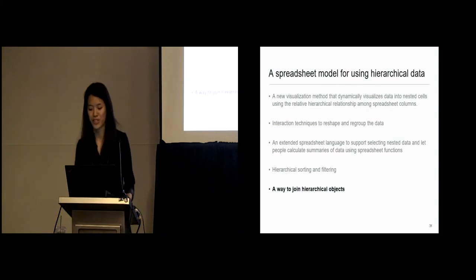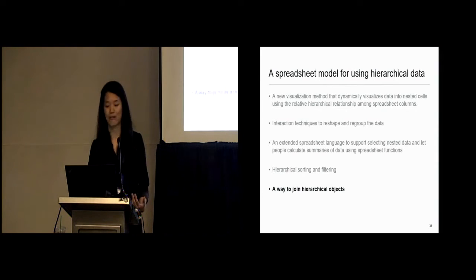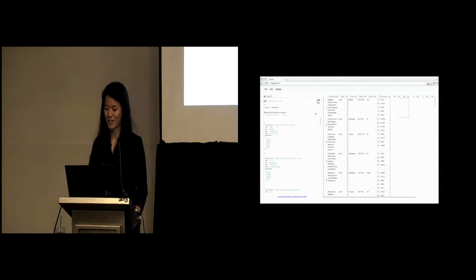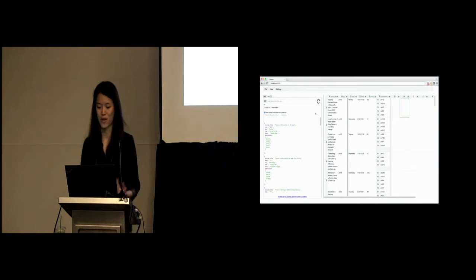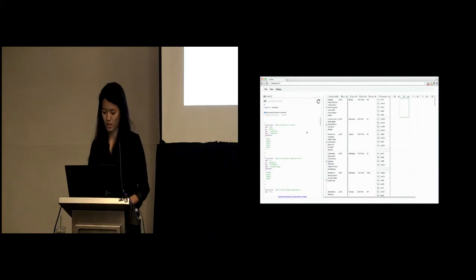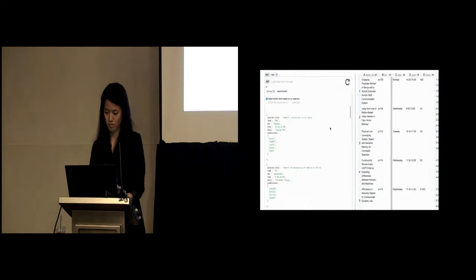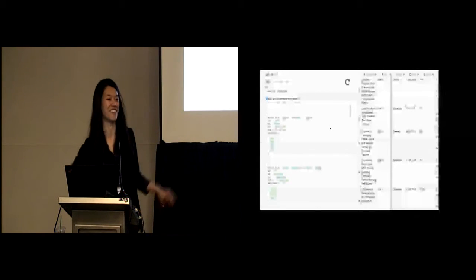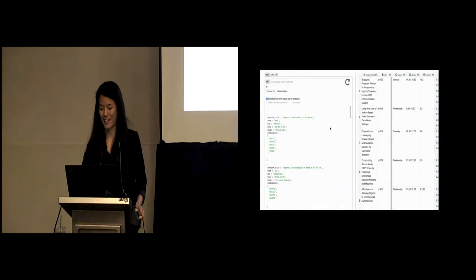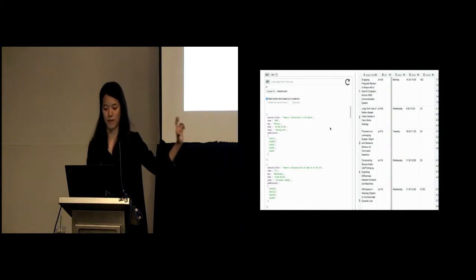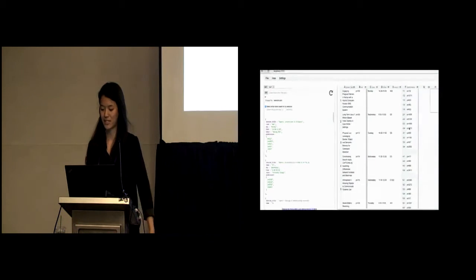And finally, we introduce a way to join multiple hierarchical objects in the spreadsheet by common columns. So I'll give a quick demo to show you how people could use this feature. For example, here I have another JSON file that has all the sessions in the conference. Each session has a name, a title, a room, and a list of paper IDs that are going to be presented in this session.